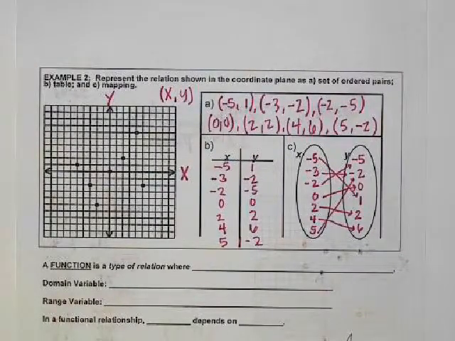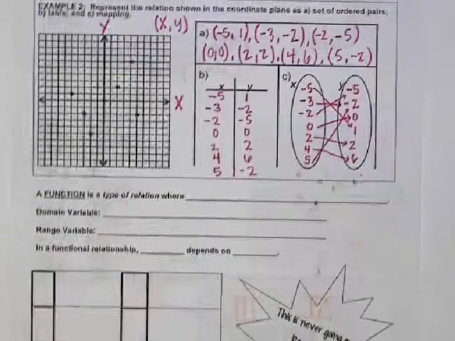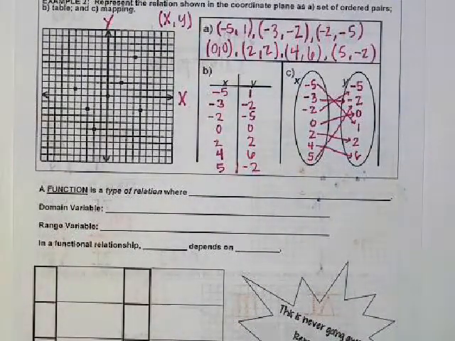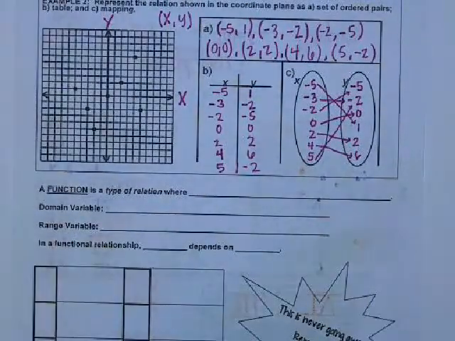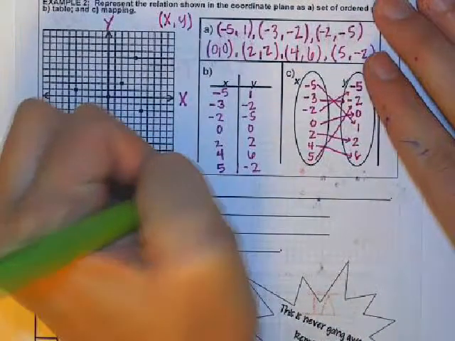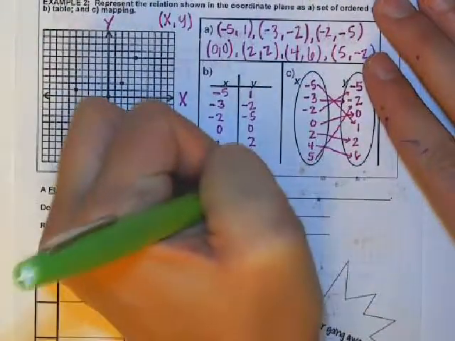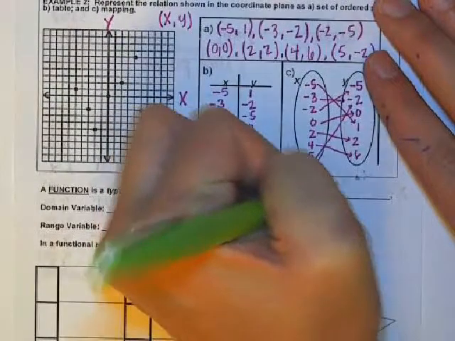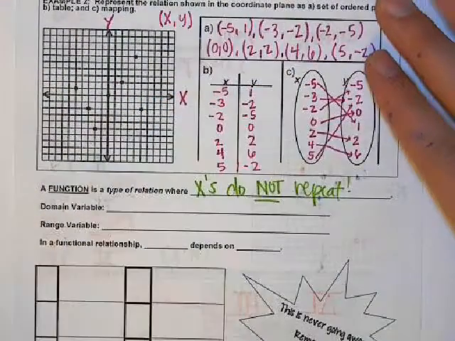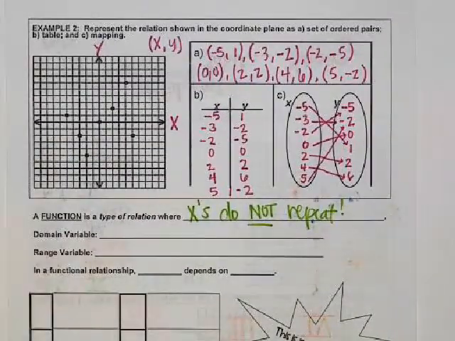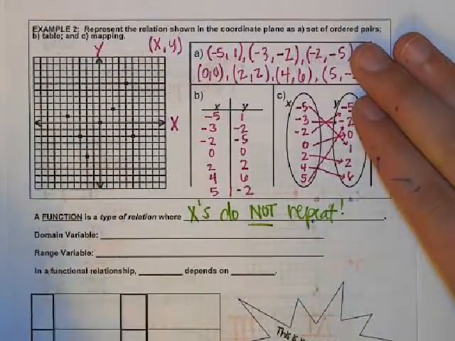All right. A function is a type of relation where what? There's only one x. Yes, you're right. So a function is a relation where my x's do not repeat. Okay, so look at this problem we just did. Is this a function? Do my x's repeat? No, my x's do not repeat. So yes, this is a function.